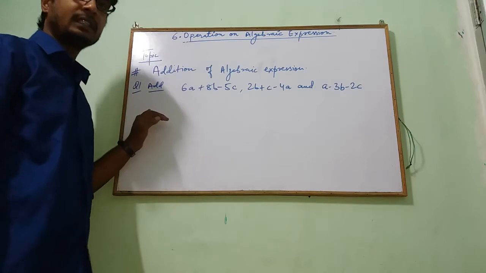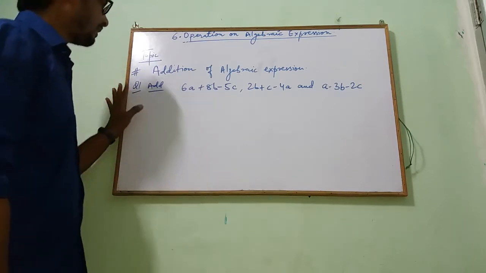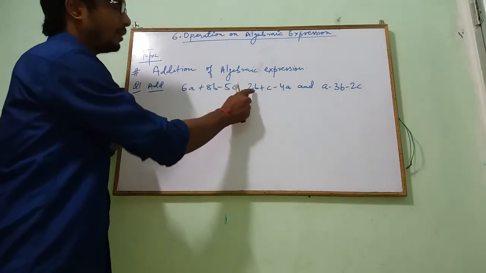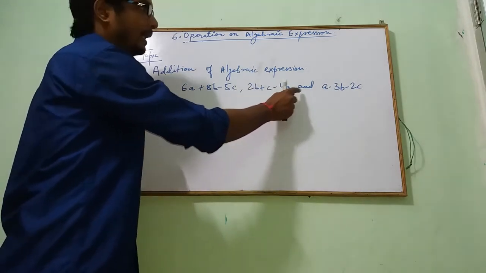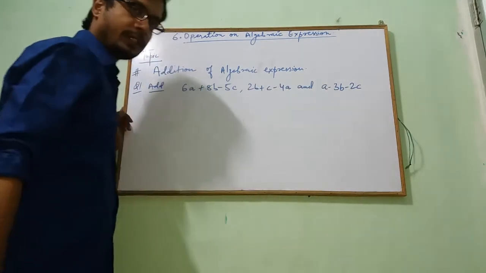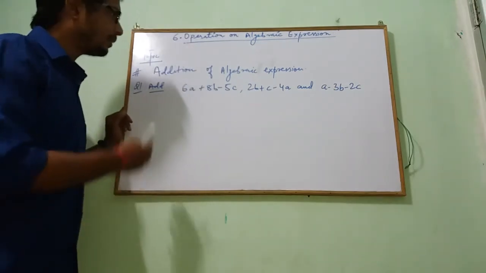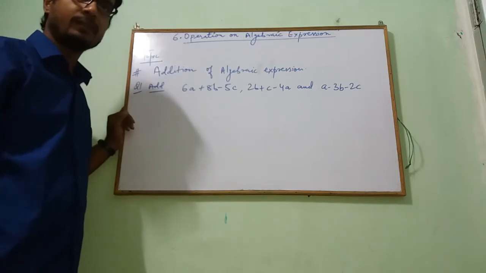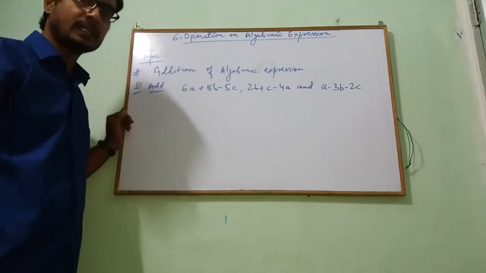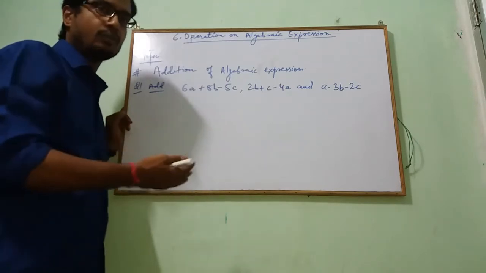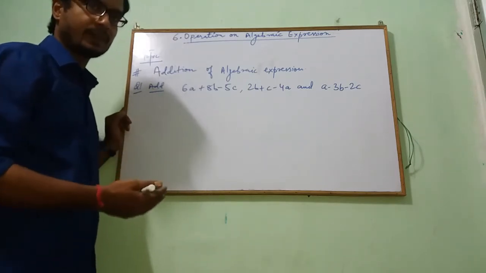Now let's start with this first question. In the first question we have to add 6a plus 8b minus 5c with 2b plus c minus 4a and a minus 3b minus 2c. We have already studied addition and subtraction of algebraic expression in the previous class, that is class 7. So let us remind once again how to add and how to subtract these algebraic expressions.